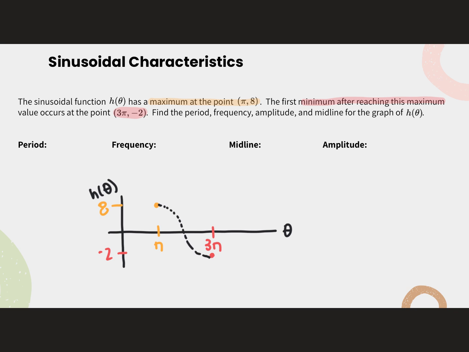As far as the period, this does not show a full period. A full period would be back to a maximum. So here I have half of a period. If half of the period would be from pi to 3 pi, I can subtract 3 pi minus pi to find that that half period is 2 pi, which means the full period would be double that, 4 pi.